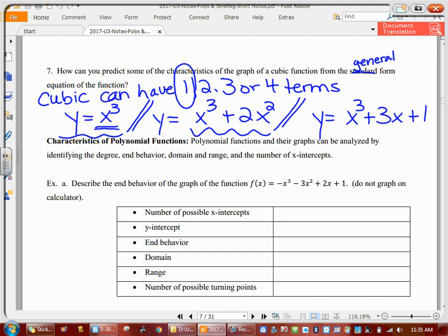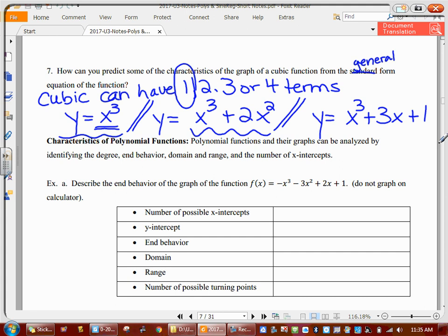So this is one for you to practice on. Here is a cubic function. It says, do not graph it in your calculator. Determine what you know about it from the equation only. I'll give you a couple moments to do that. Push pause now and play when you're ready.